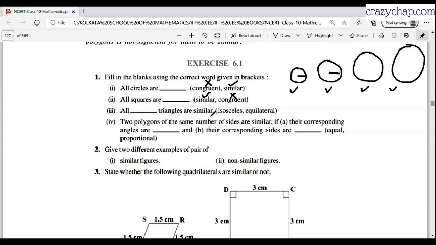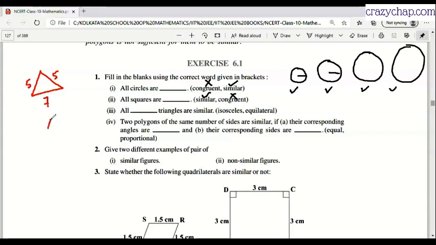Number 3, isosceles, I think, because all triangles cannot be equilateral if you compare the sides and the angles. Let's read the statement again. If you say all isosceles triangles are similar, let's say this side is 5, this side is 5, and this side is 7, correct?